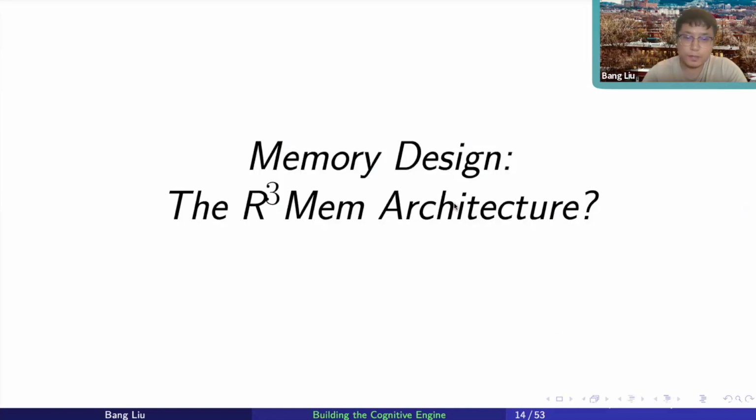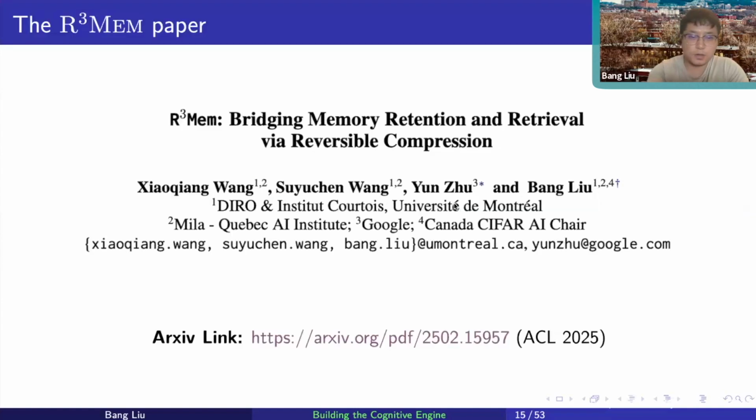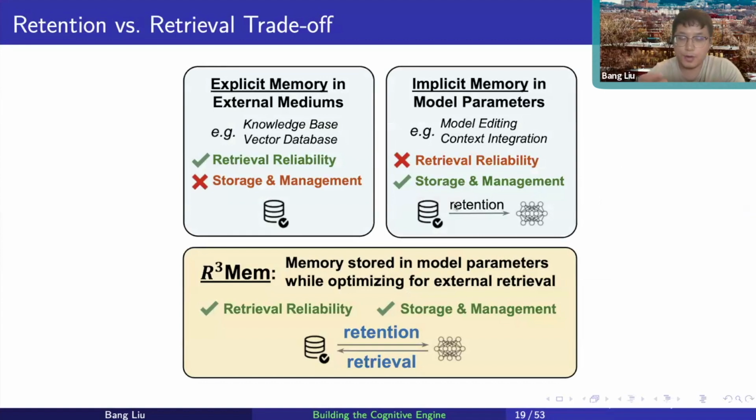Next, I will very briefly talk about the memory and the reasoning model. I'm not going to talk about many details, but the first work is called R3Mem, bridging memory retention and retrieval via reversible compression. If you consider what we call memory, memory is the storage of your past information, right? You have two forms. One is you store it in an explicit database, for example, a vector database or relational database, graph database, whatever. In this case, with more and more memory, the scale will increase, and it will make retrieval more challenging, but it can retain accurate information.